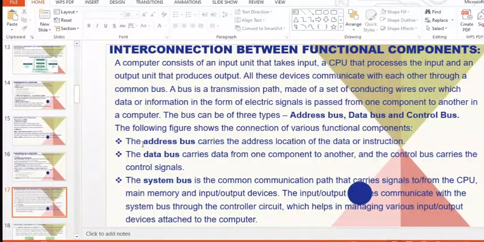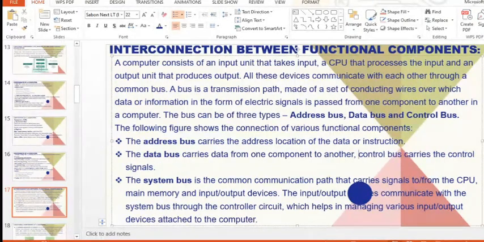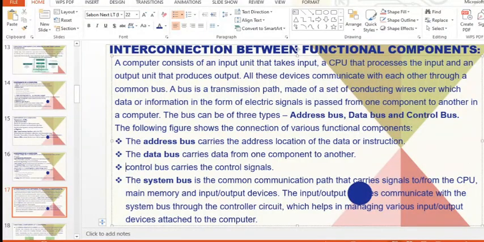What is the address bus? It carries the address across the data and the location, so you're able to carry the data instructions. The data bus carries the data from one component to another. And the control bus carries the control signals. Let me put it here to avoid a lot of complexity: the control bus carries the control signals.